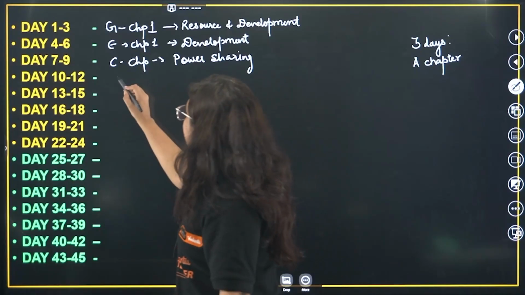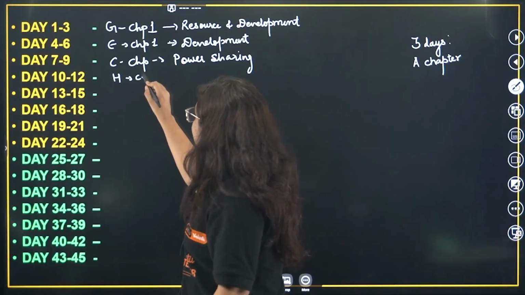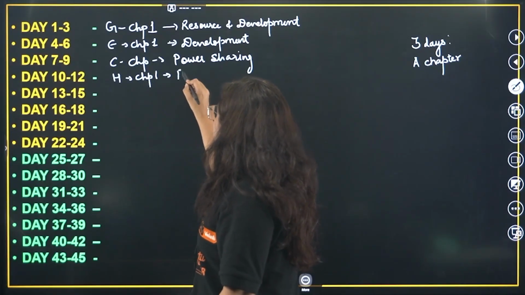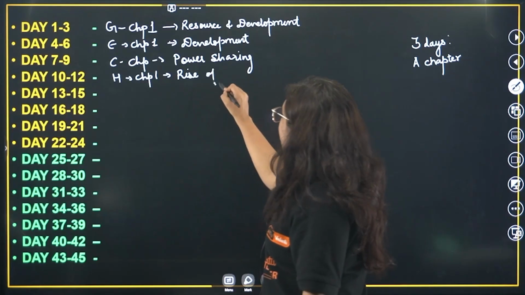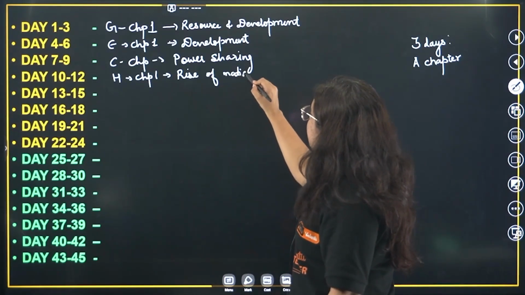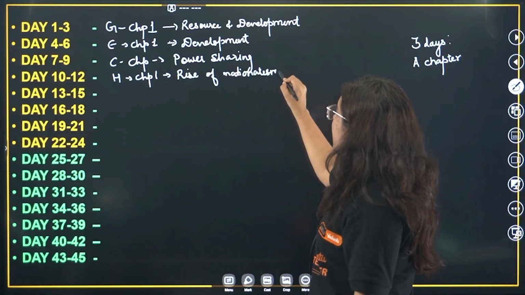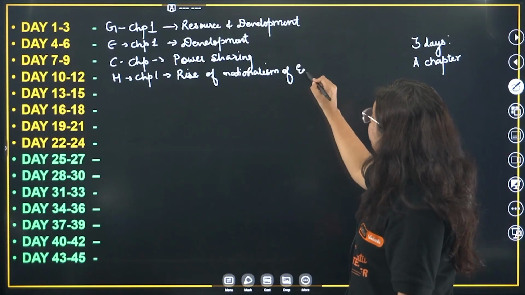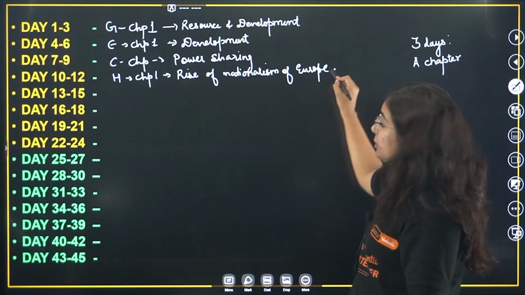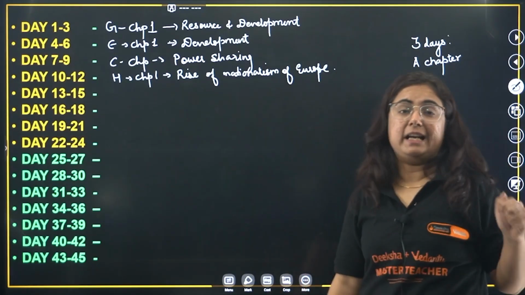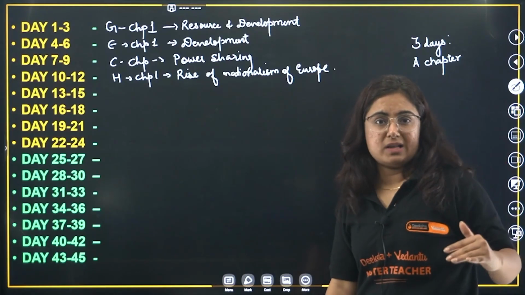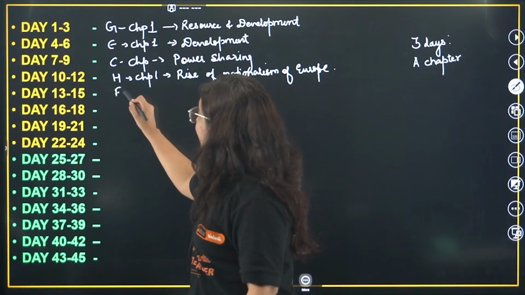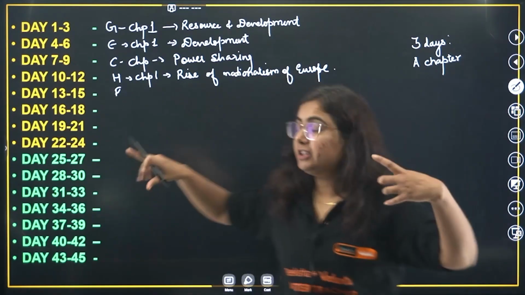And what is that chapter? You are well aware of that. That is chapter number 1 of history, rise of nationalism in Europe. As I dealt with each of the sections, first chapter, now we will proceed with the second one in the same sequence, right? Let's cover forest and wildlife because now we are exhausted with the chapter of Europe.